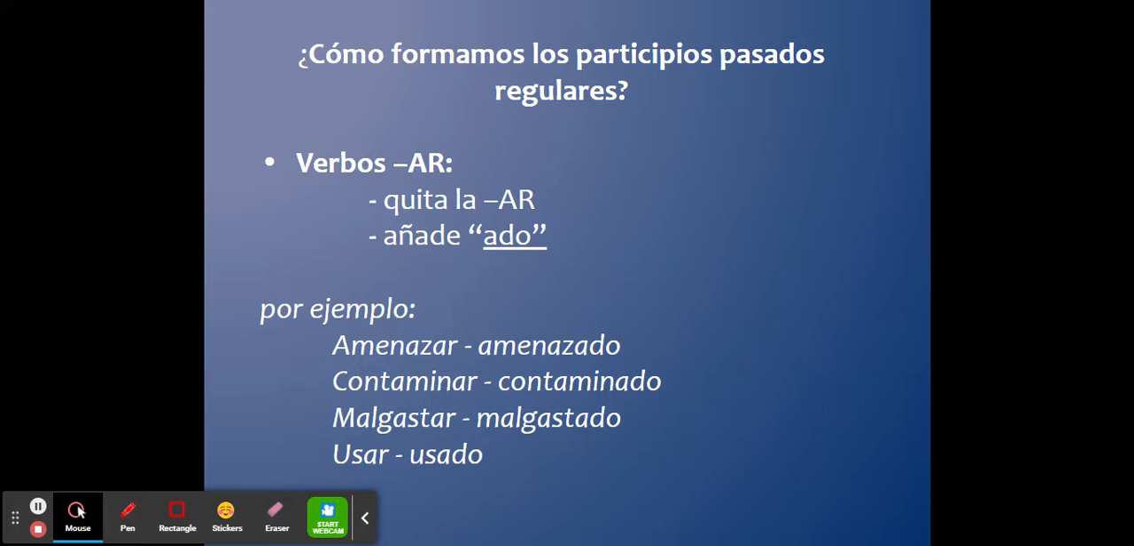Moving on to the top of Página 2, so how to form regular past participles. So the first step at the top of Página 2, quita la AR, so get rid of the AR, y añade ado. So you add ado, ADO. So por ejemplo, and please write these verbs and past participles and potentially meanings if it's going to be helpful to you at the top of Página 2.